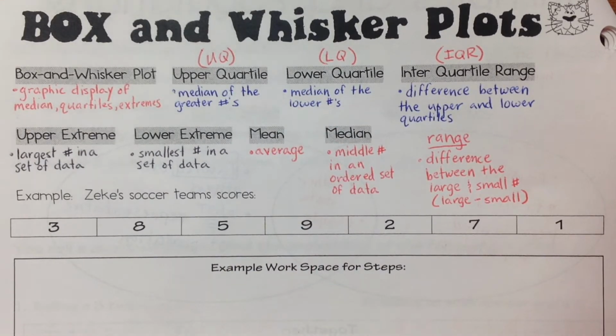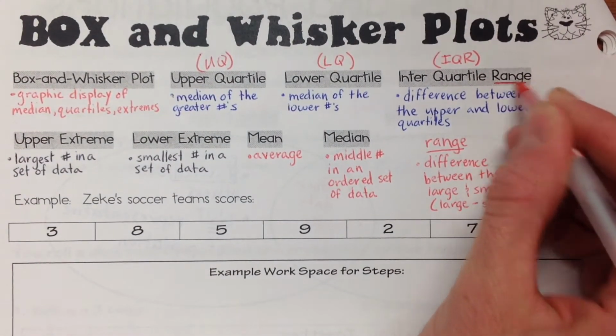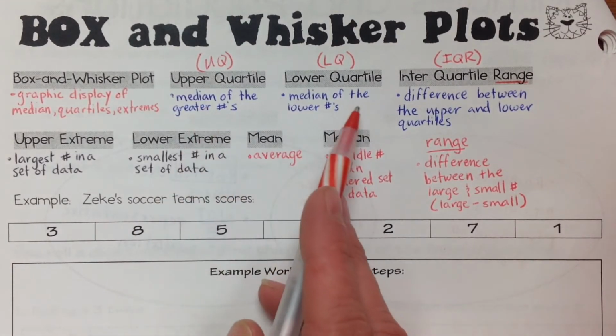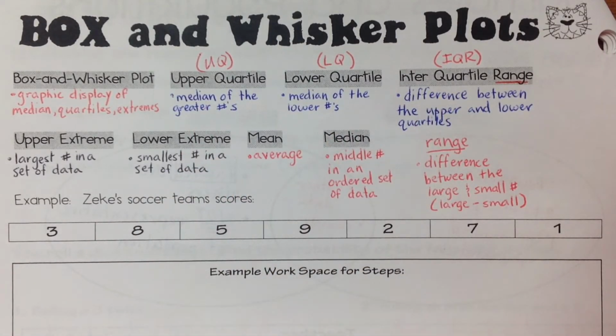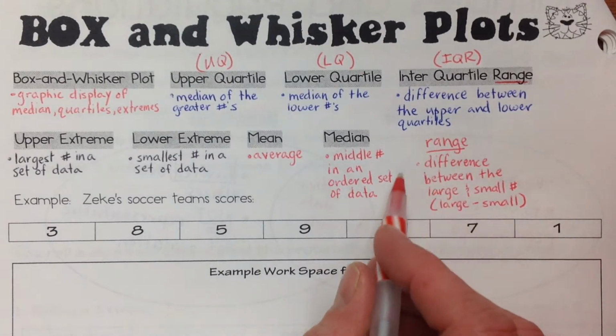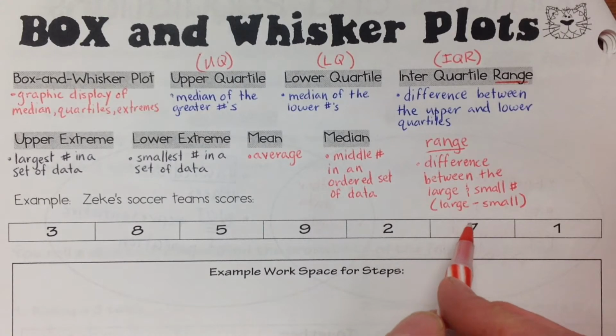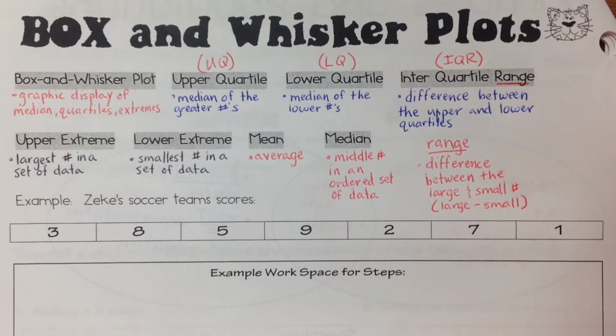The interquartile range is the difference between the upper and lower quartiles. So this word range means that we're going to subtract. So we're going to take this number and subtract this number to get the answer of the interquartile range. Therefore, down here I've added a new word, range, just to remind you that that's the difference between the large and the small number. So we take the large and subtract the small.